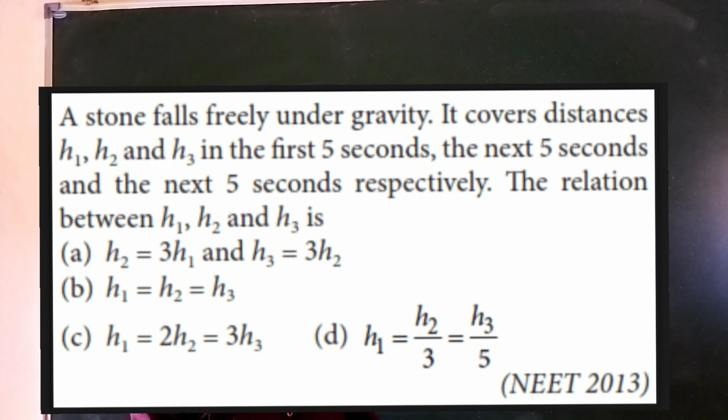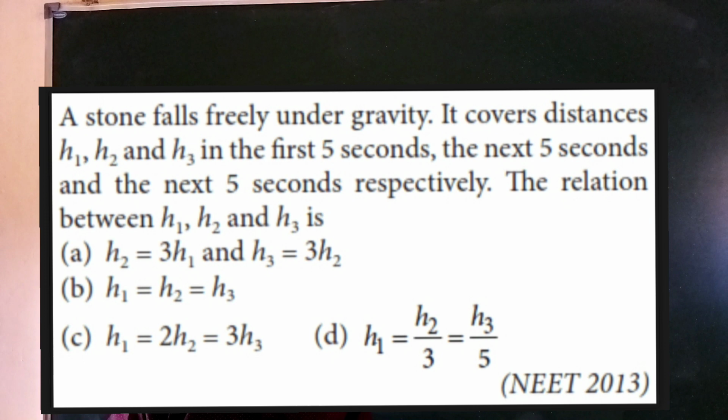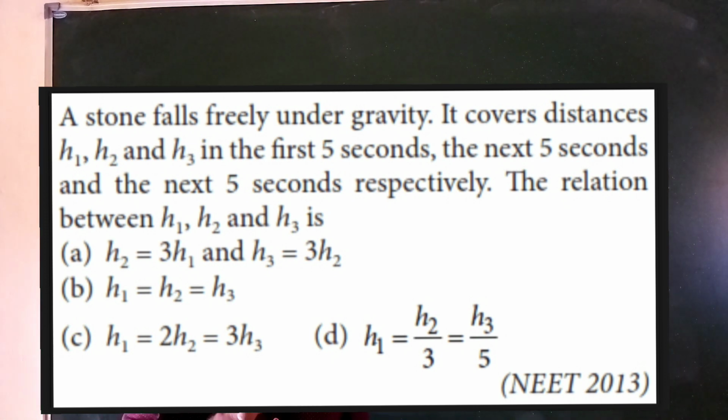Next question. A stone falls freely under gravity. It covers distances h1, h2 and h3 in the first 5 seconds, the next 5 seconds and the next 5 seconds respectively. What is h1 here? h1 is the distance traveled by the stone in the first 5 seconds. Then h2 is the distance traveled in the next 5 seconds, and h3 is the distance traveled in the next 5 seconds. We have to find the relation between h1, h2 and h3.